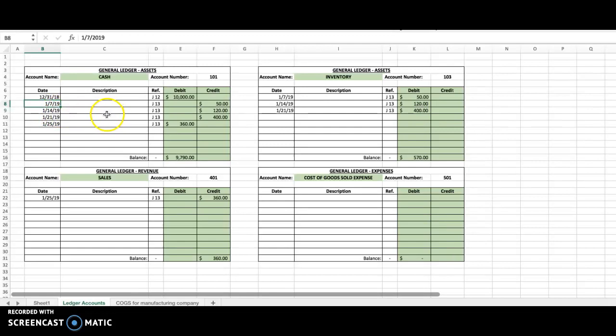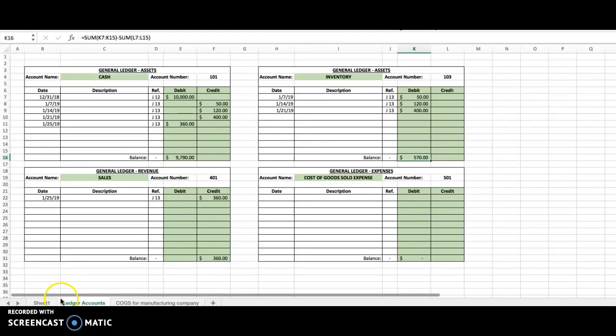As you know, we bought those items of inventory for cash. So on the 7th, the 14th, the 21st, we have 3 credits to cash because cash went down. We spent money for those items of inventory. Over here in the inventory account, we have the same 3 dates, the same 3 transactions, and each one is debited. The inventory went up, and it adds up to a debit balance of $570.